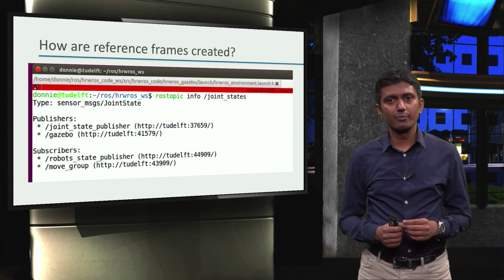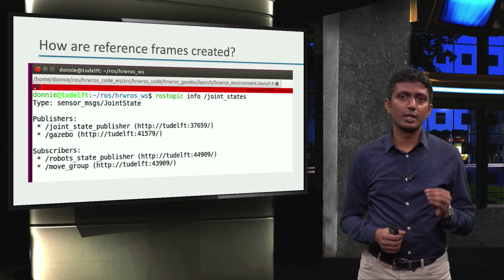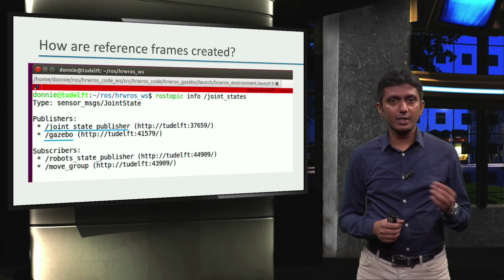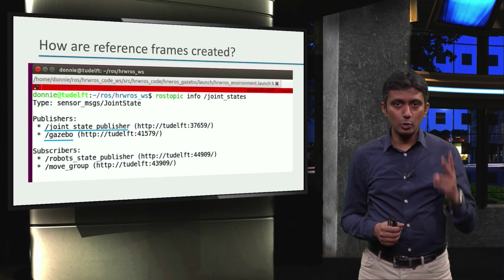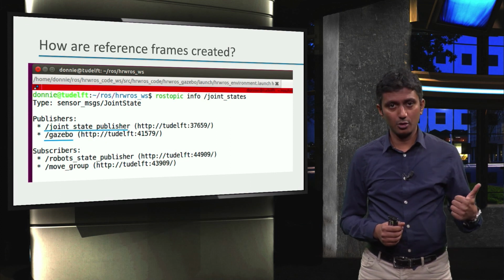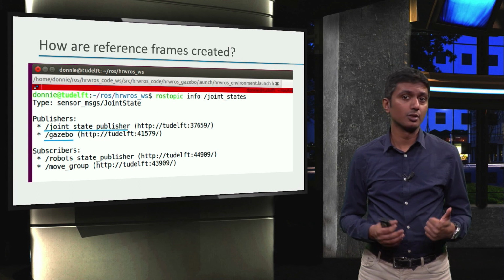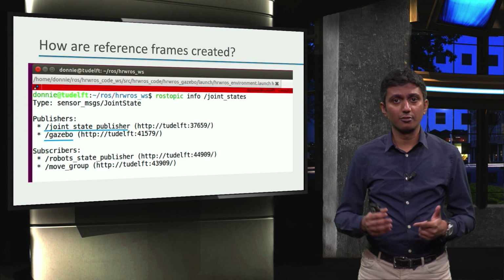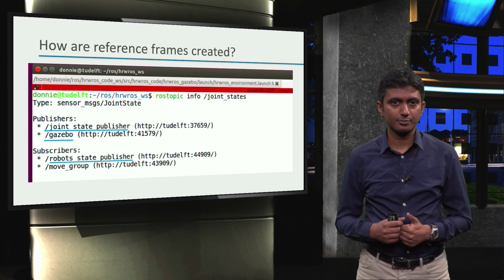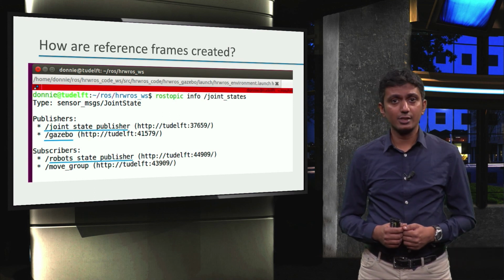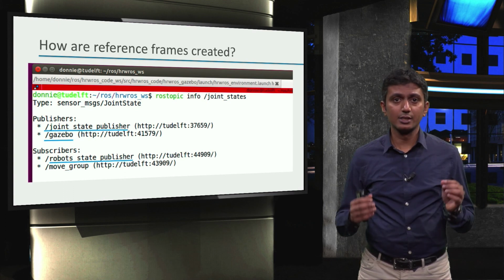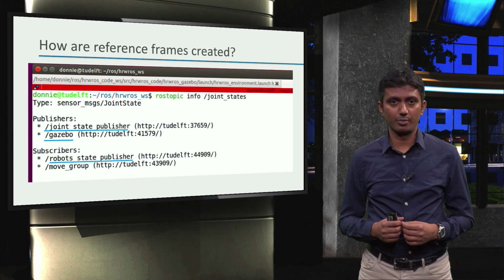Just as a quick check, let's use the rostopic info command to inspect the joint states topic. We can see that there are two publishers as expected, Gazebo publishing joint state information related to the TurtleBot, and the joint state publisher publishing joint state information about the two robot arms. Also, we can see that the robot_state_publisher node is subscribing to the joint states topic.